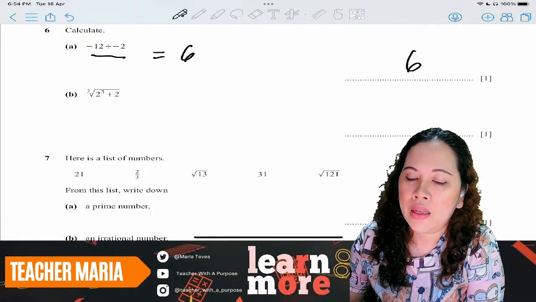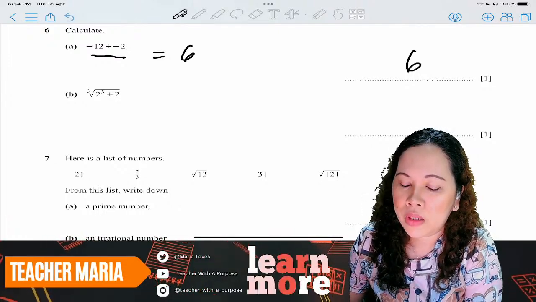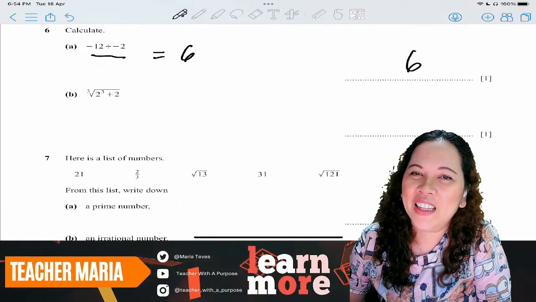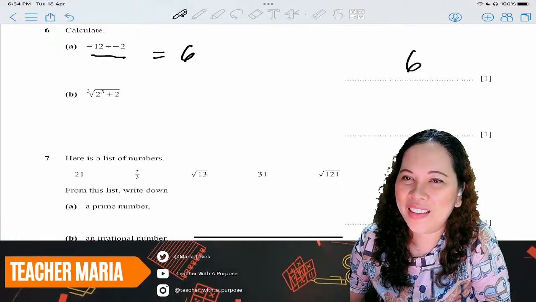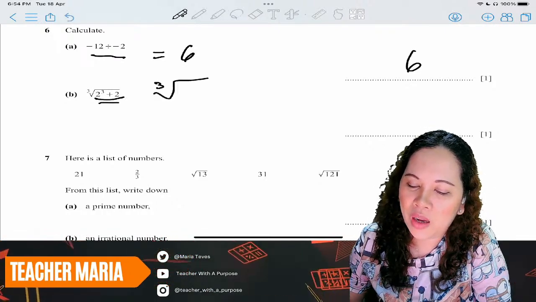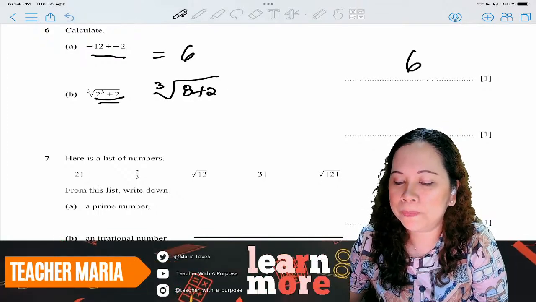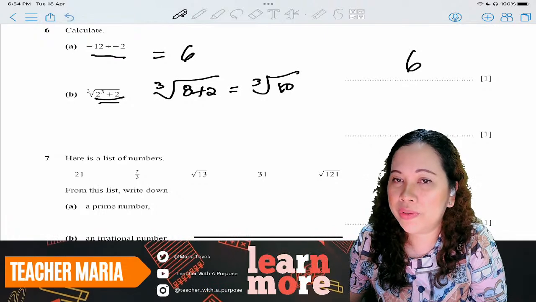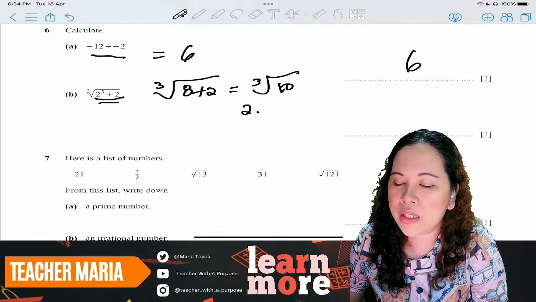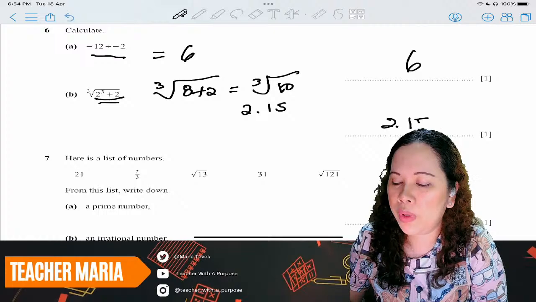If you have the cube root of 2 cubed plus 2, that's a cube root. So you have 2 cubed is 8, plus 2. That's the cube root of 10. So for the cube root of 10, 8 will be the closest, 2, then that will be 0.15. So 2.15.